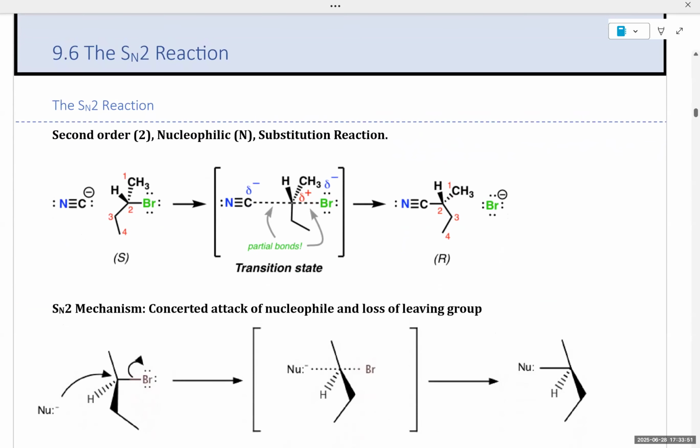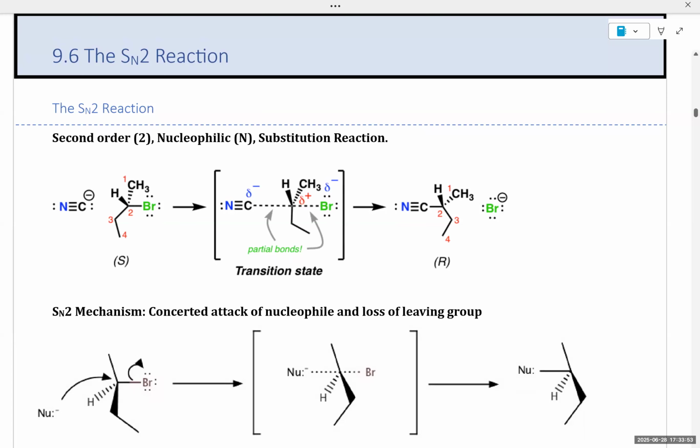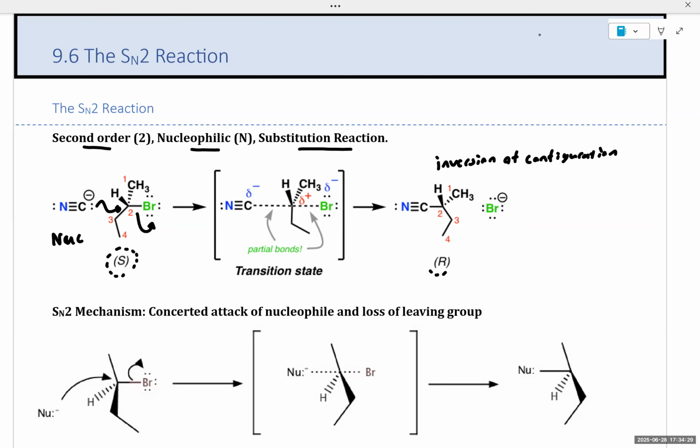So let's talk about the SN2 reaction, which is one type of substitution reaction. SN2 stands for second order nucleophilic substitution reaction. In the SN2 reaction, the reaction occurs in a single concerted step. Your nucleophile attacks your electrophilic carbon. The carbon halogen or carbon leaving group bond breaks, and we end up with substitution with an inversion of configuration. If you start with an S starting material, your product will have the opposite configuration after the substitution reaction.